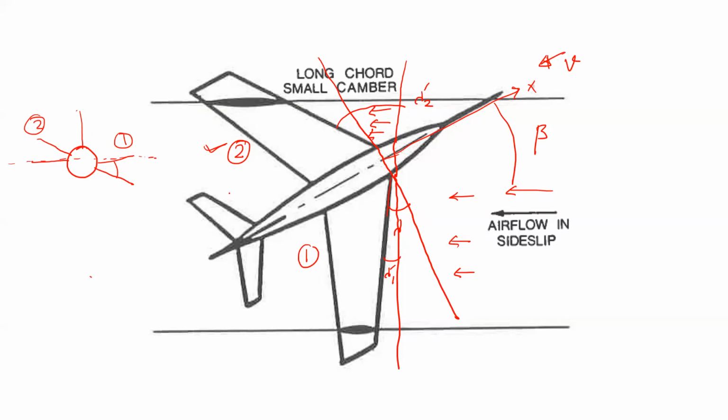Is that what you are saying? Below level 1 and up level 2. Sir, second wing is down. Second wing is down. Yes, sir. Okay. The first wing will be down, second will be up. Second will be up. Yeah. So Rajesh's answer is correct.